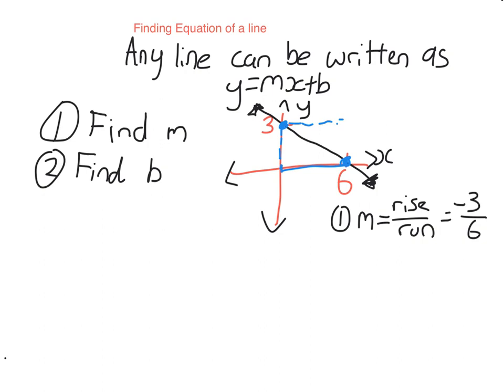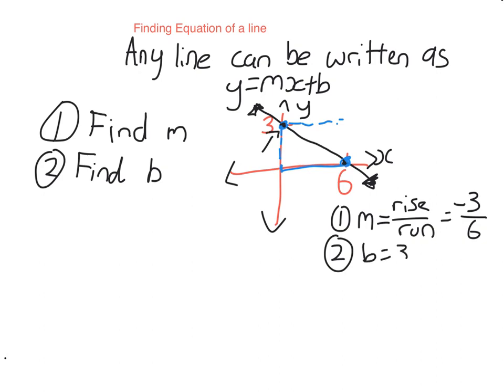It's negative because I went down. If I went up to get from the first point to the second point, it would be a positive number on top and a positive gradient. But the gradient should be negative because the line leans to the left. Now the second step here is really easy. The y-intercept is already marked. It's just here, it's 3.